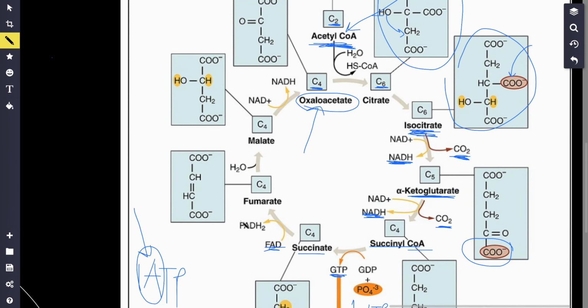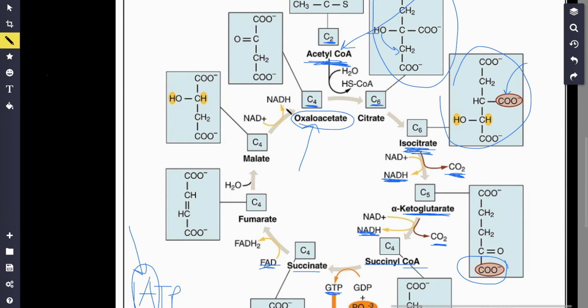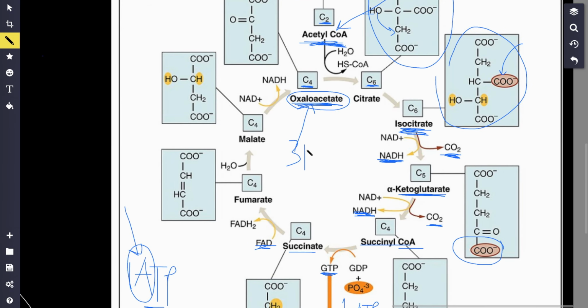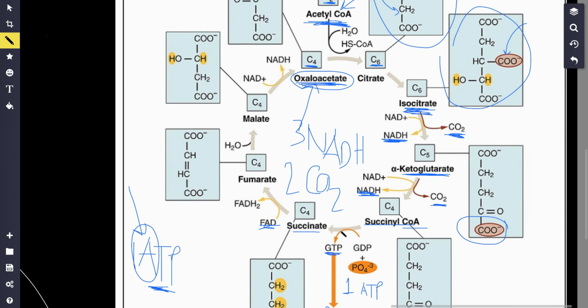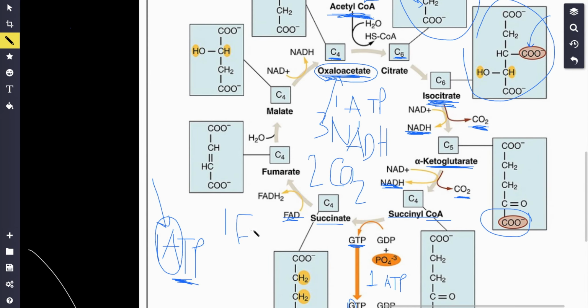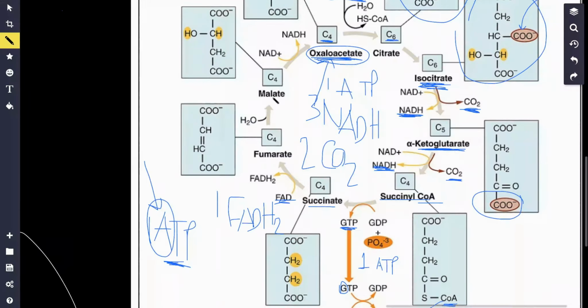Later in the cycle, we're going to produce 1 FADH₂ and then 1 NADH. The thing about this cycle is that we end up back with oxaloacetate. That's the important thing to know, that it is a cycle. So we go back to oxaloacetate, and that allows us to accept even more acetyl-CoAs and allow the cycle to continue once again. Overall, the yield of this is 3 NADHs and 2 CO2s. We also have essentially one ATP, and 1 FADH₂.